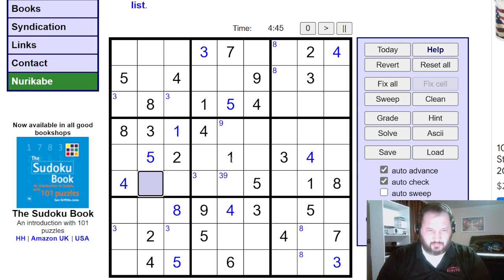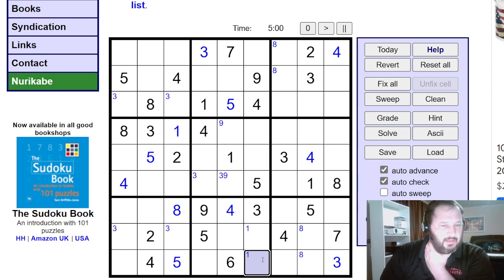Let's see here. I've got a pair of 1s that say that the 1 has to be here somewhere. Still kind of just letting the numbers wander here as we're getting a couple of them in.